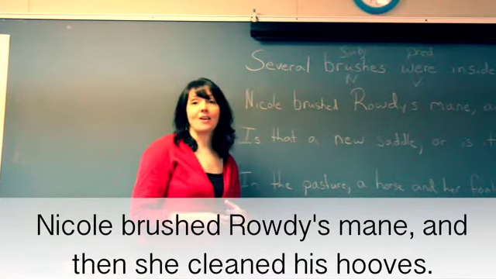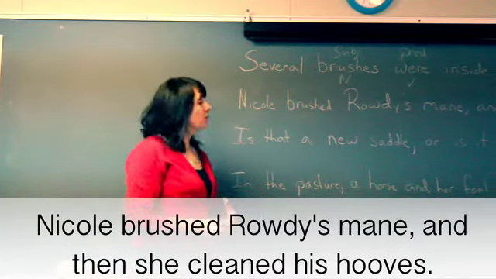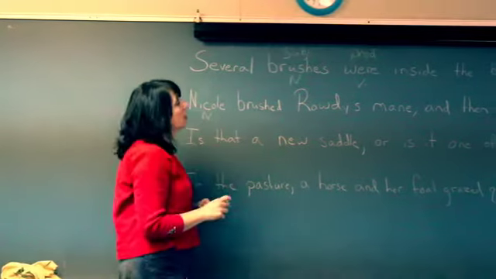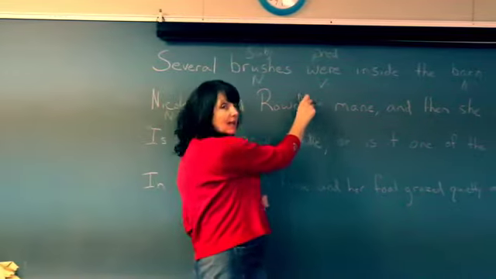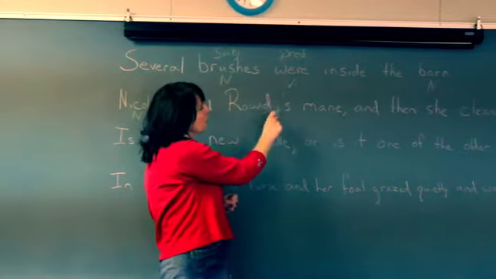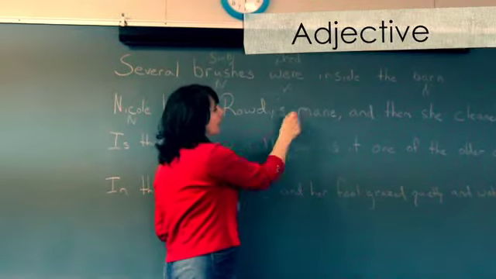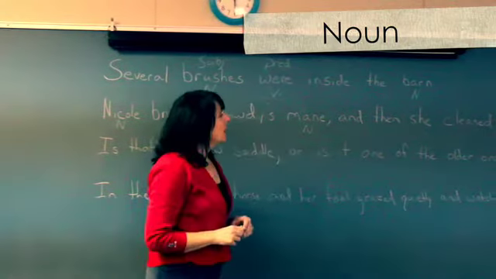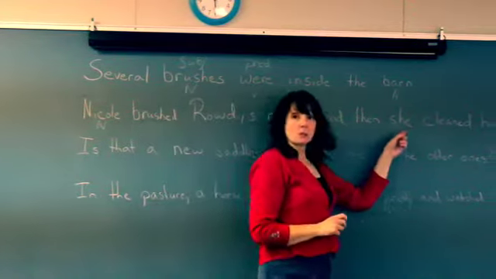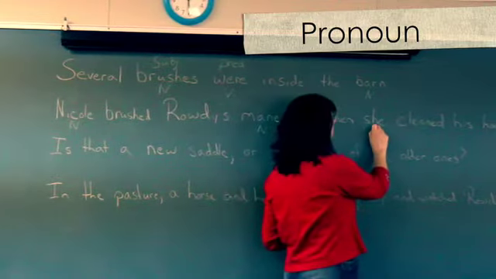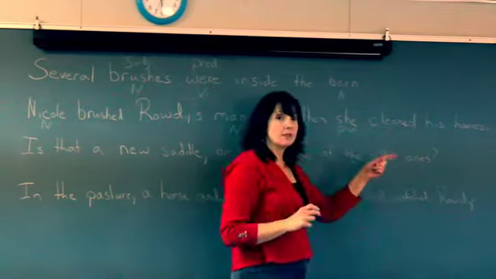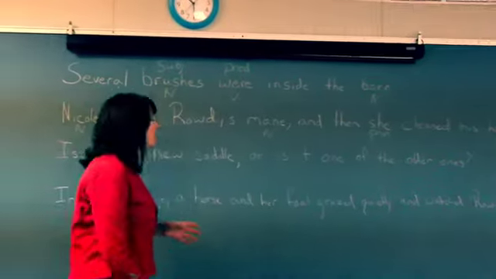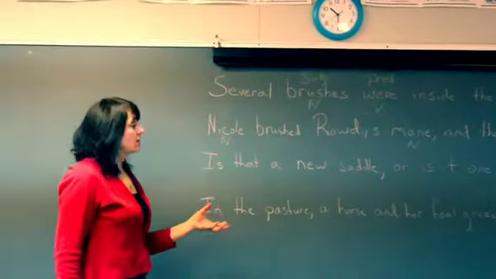So first we have to identify our nouns and then we'll identify our verbs. So Nicole is a noun. It's a proper noun. Rowdy is a noun, but notice it has an apostrophe s here. It's showing possession, so it's actually acting like an adjective here. That means that mane is a noun. And then we have she, which is a pronoun, and hooves is a noun. So out of those nouns and pronouns, we have to determine which one is our subject.